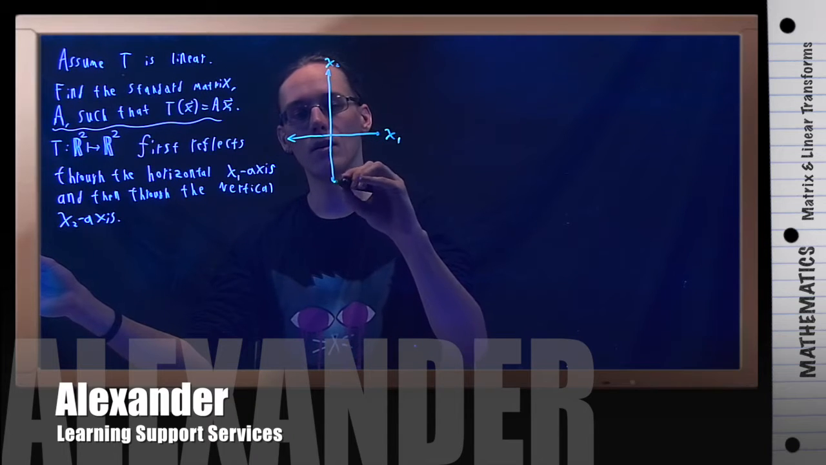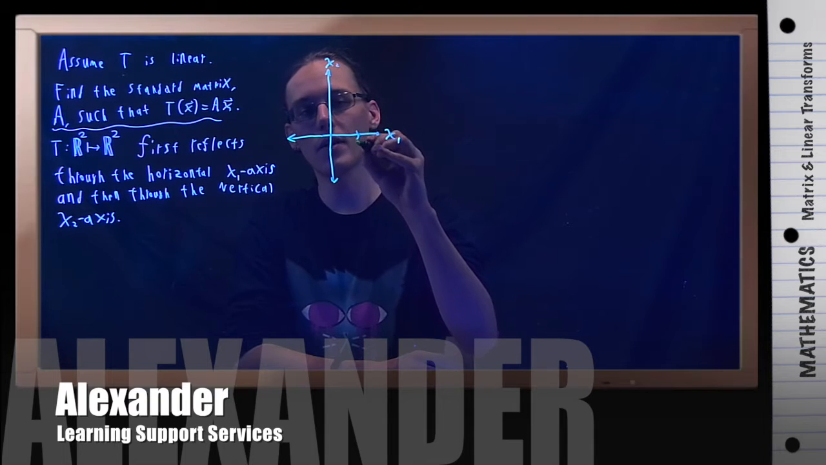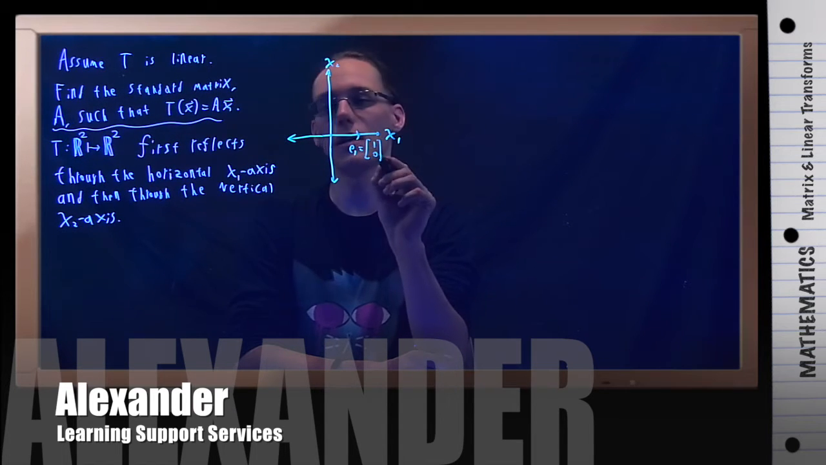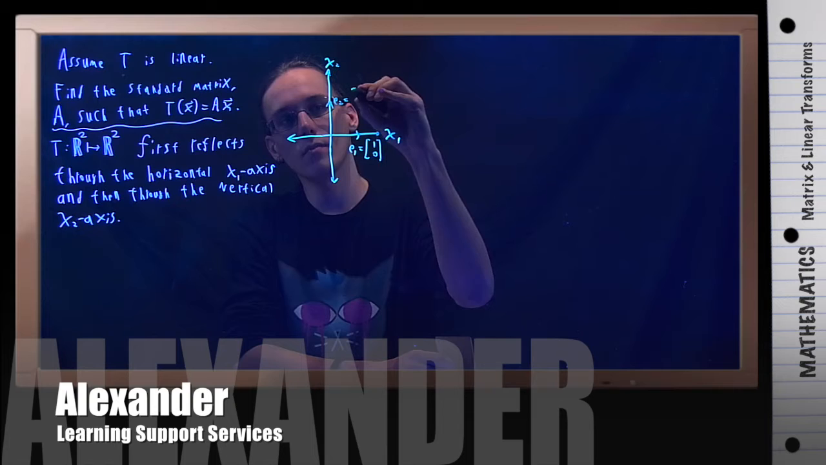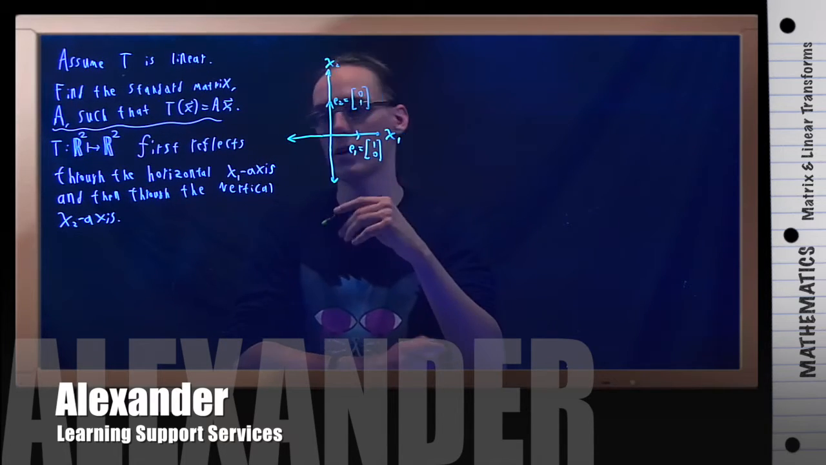And what I'm going to do is put down the standard basis vectors. We usually use E to represent those. So E1 is the vector 1, 0. It's 1 in the x1 direction and none in the x2 direction. And we also have the standard basis vector E2, which is 0, 1. None in the x1 direction, but 1 in the x2 direction.